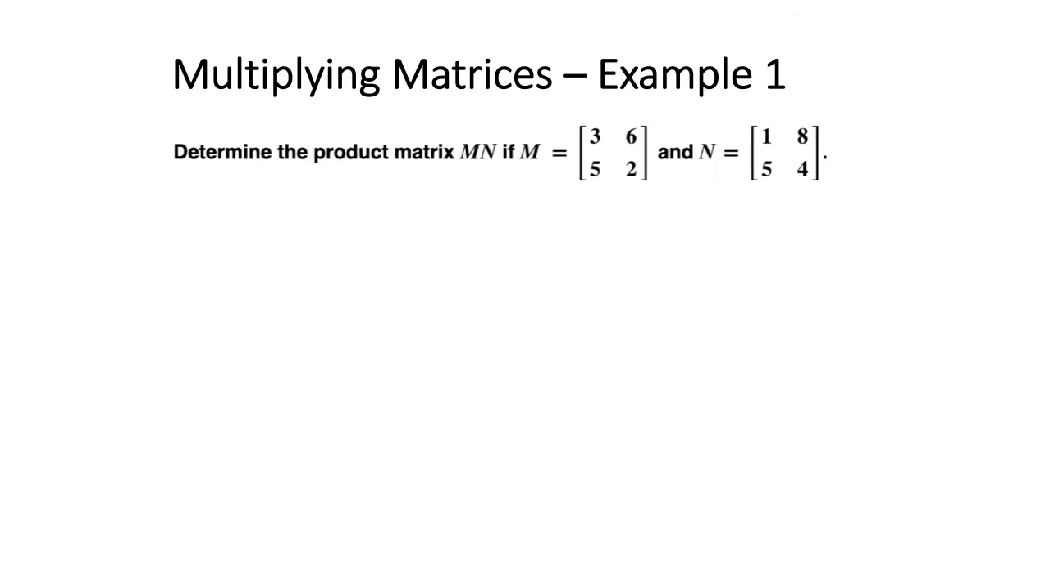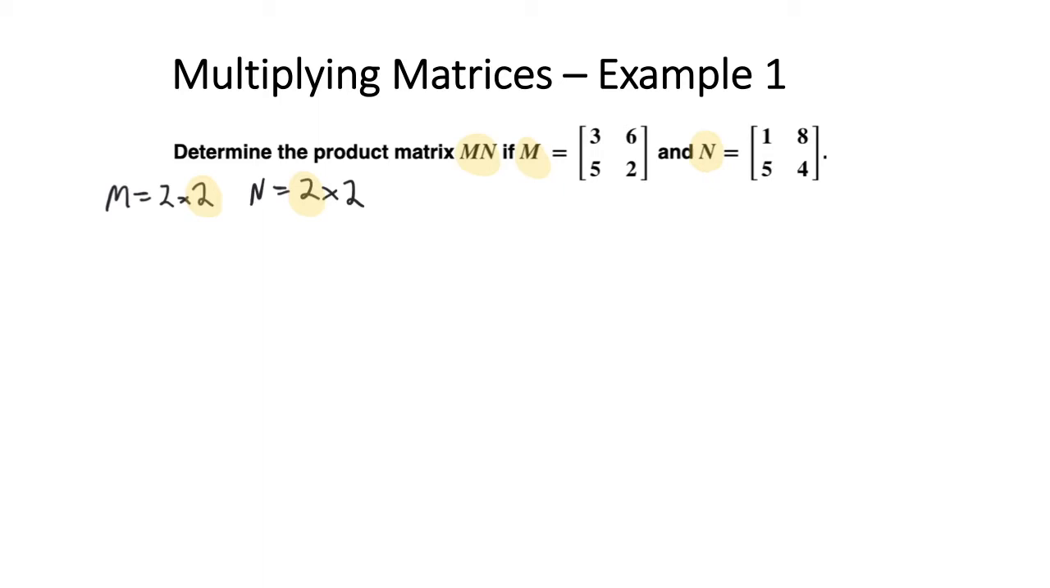So in the example, we want to determine the product matrix MN, and we've got our matrix for M and our matrix for N. So before we commence, we'll just check that we've got a product matrix. So our order for M is going to be 2 times 2 because we've got 2 rows and 2 columns. The order for N is going to be 2 times 2 as well. So the number of columns in our first matrix equals the number of rows in our second matrix. So we have got a product matrix that we can use.